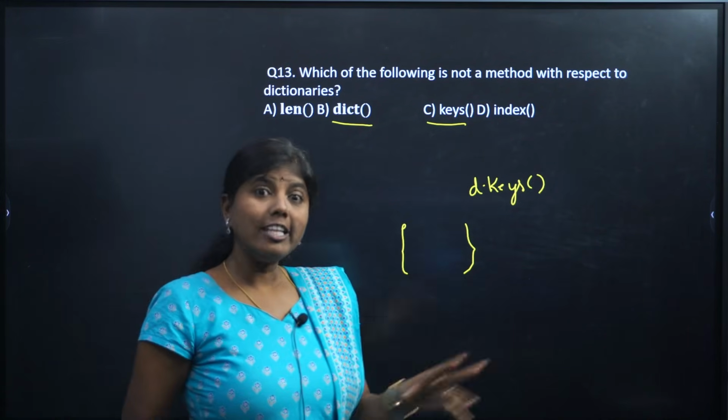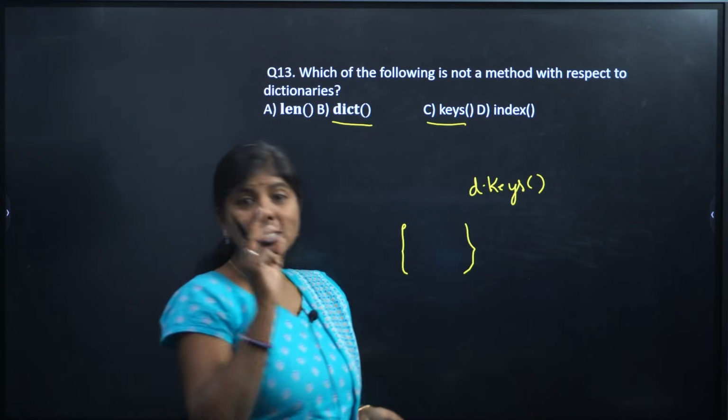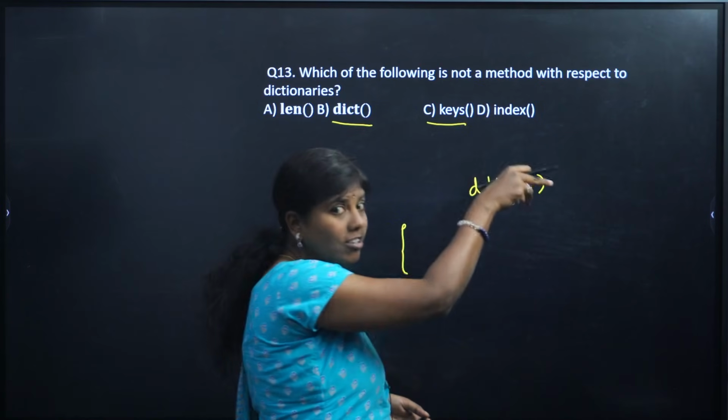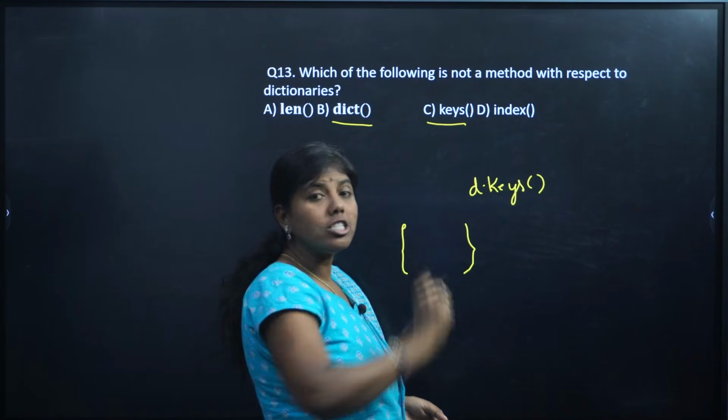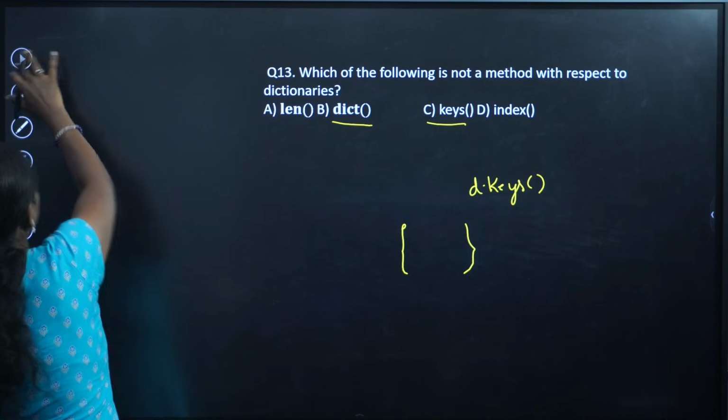There is no such thing as indexing. Dictionary is not a sequence, so it's definitely going to be an unordered data type, and it's not a sequence. Remember that, it's a mapping, it comes under mapping. Well, let's go for the next question.